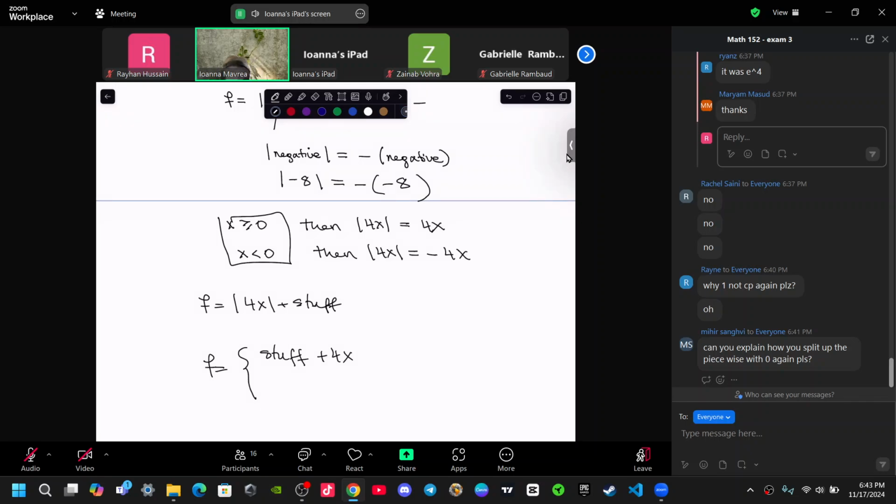You say, I don't need the absolute values if x is greater than or equal to 0. But if x is negative, I really want to get rid of the absolute values. If it's not positive, then it's negative. If it's negative, in order to get rid of the absolute value, I need to change the sign in front of it, right? So that's how you break it up.